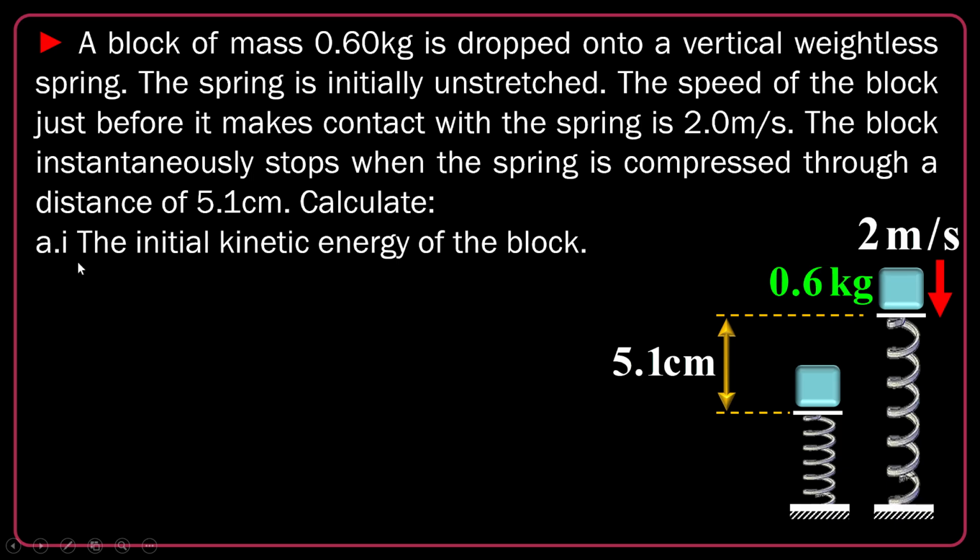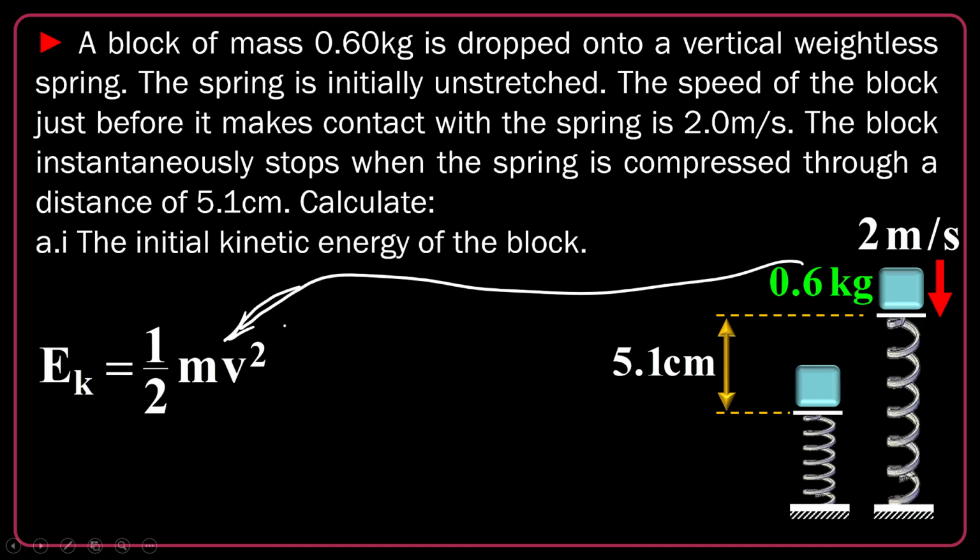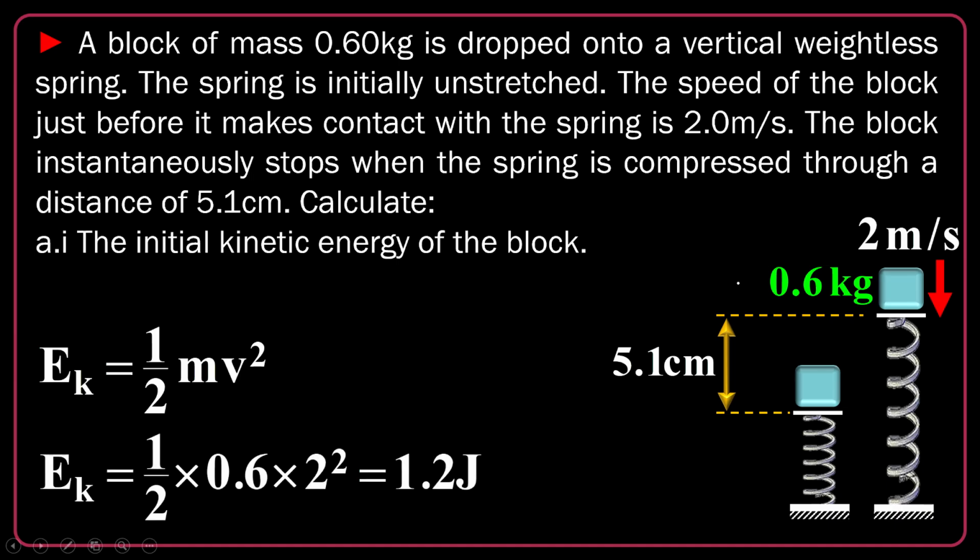Calculate Ki, the initial kinetic energy of the block. Okay, initial kinetic energy is just a half of mv squared. It's very easy. Mass is given to be 0.6 kilogram and the speed is 2 meters per second. Just plug in the values and get the result, 1.2 joules.